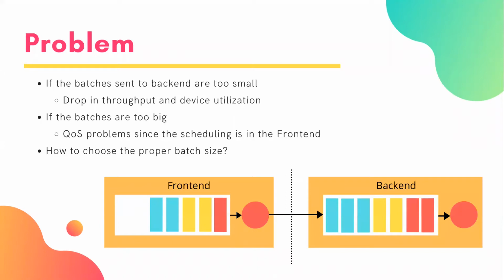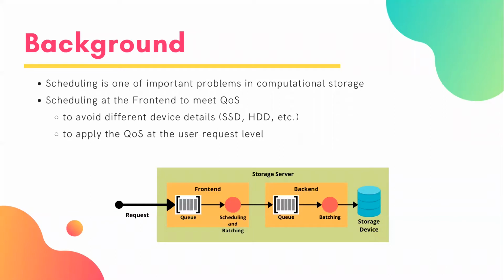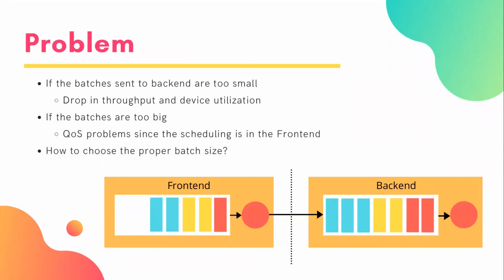But there's an issue here. Basically, the front end submits the requests as a batch to the backend, so they can be processed as a batch, increasing the performance and the non-functional requirements. But the problem is that if these batches are really small, we won't be able to utilize the storage device at its maximum capacity. But there is another problem if the batches are very, very big.